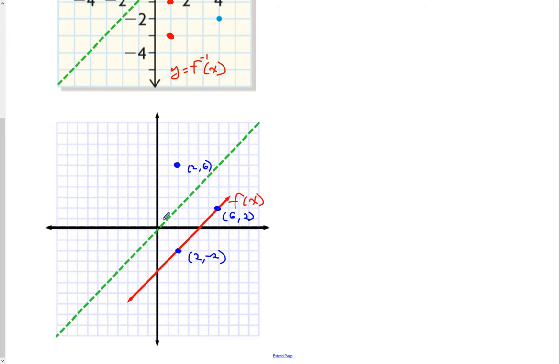So that's at 2, 6. Now I bet you could have just looked at the line and drawn it and reflected it on the other side. That's good. If you can do that, that's great. But I want to show you this method with the points because I think it can be an easy way to do it. And -2 and 2, so we got to reflect it on the other side.